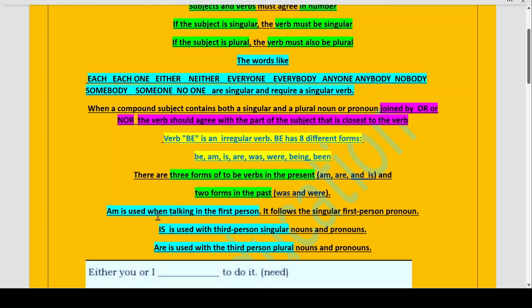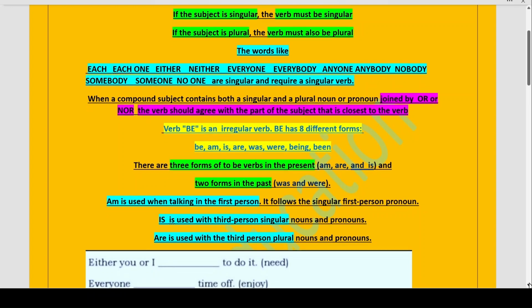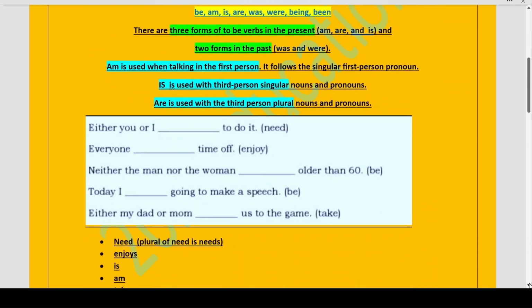So, the word am is used when talking in the first person. It follows the singular first person pronoun. Is is used with third person singular nouns and pronouns. And are is used with the third person plural. Okay, so these 3 things you need to keep in mind regarding is, am, and are. When do we use it? Now let us go over to the worksheet.